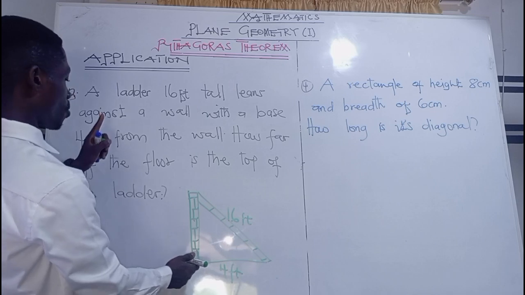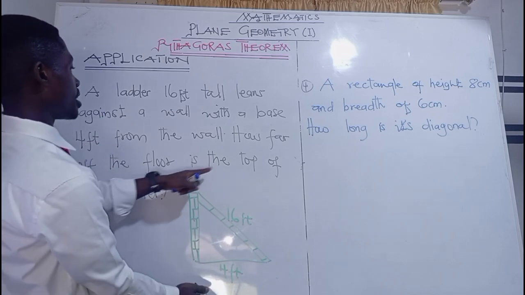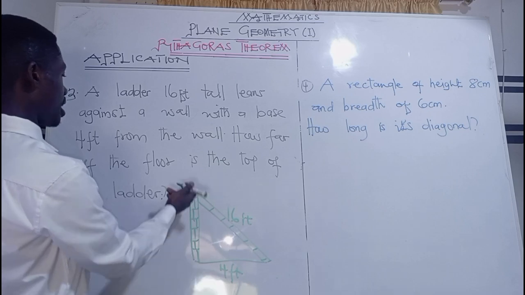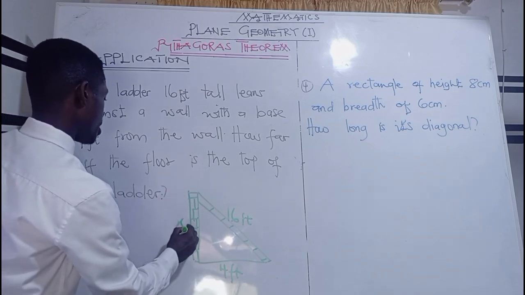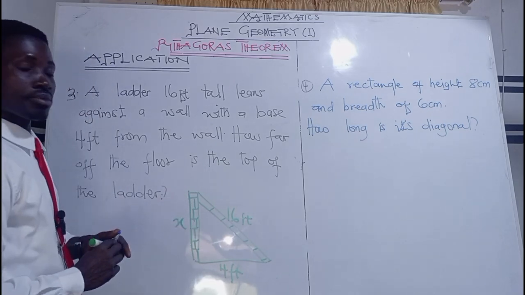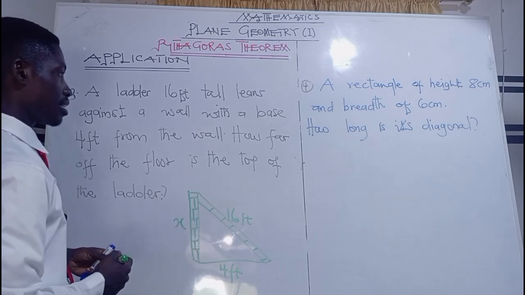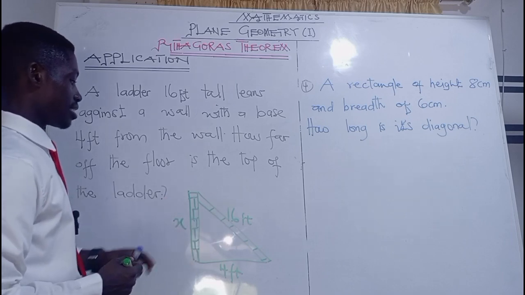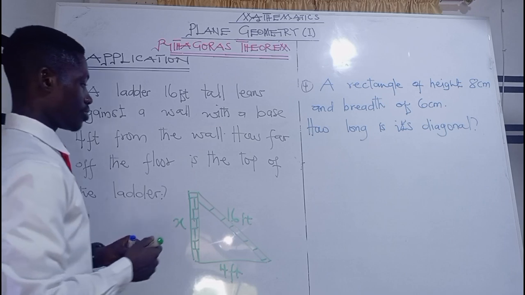How far off the floor? So the top of the ladder is what we are looking for. So we are looking for this very side. Good. So we are going to apply the Pythagoras theorem to find the length of the wall.